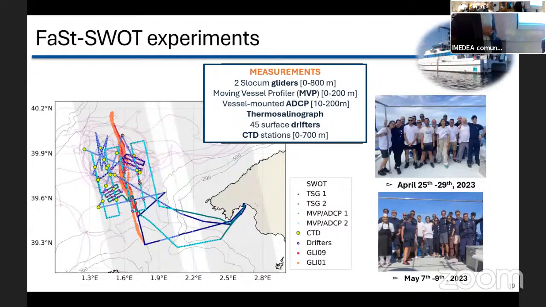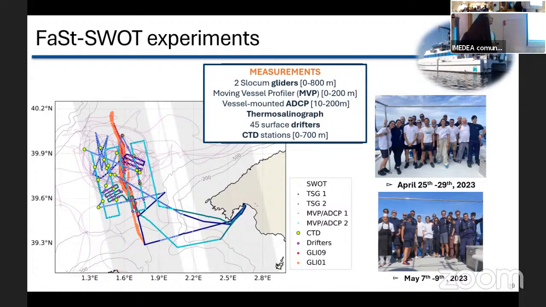Here we can see the sampling strategy we followed in both experiments altogether. The first one took place between the 25th and 29th of April of 2023, and the second one from the 7th to 9th of May. In total, during both, we obtained measurements from two gliders, these red lines. Also continuous measurements of a moving vessel profiler, which measures conductivity and temperature along the ship trajectory down to 200 meters depth.